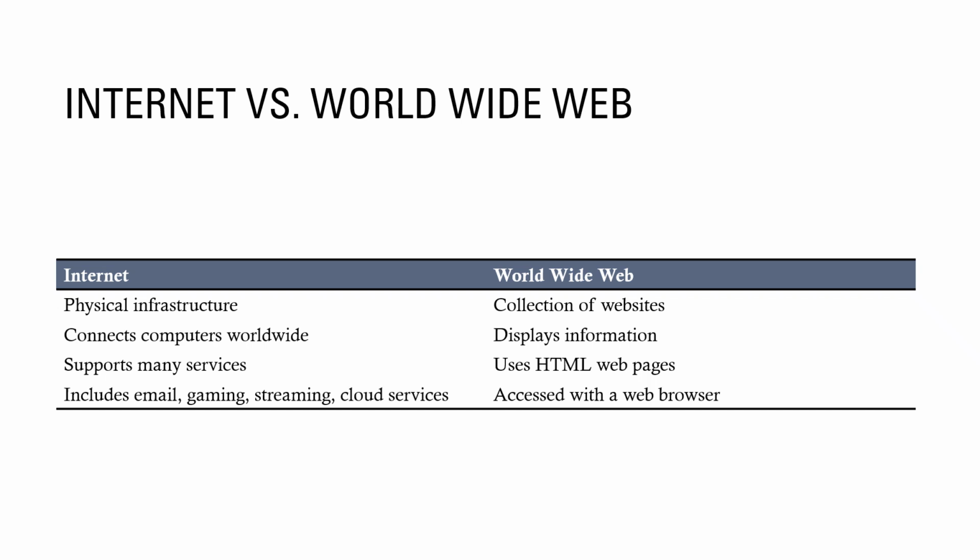The internet is the physical infrastructure, a worldwide network of interconnected devices. The web is a collection of websites and web pages that use the internet to share information. The web couldn't exist without the internet, but the internet supports many other services besides the web. For example, when you send an email or play an online game, you're using the internet, even though you may not be using the web. So a simple way to remember this is the internet is the highway, and the web is one of the many destinations that you can reach using that highway.